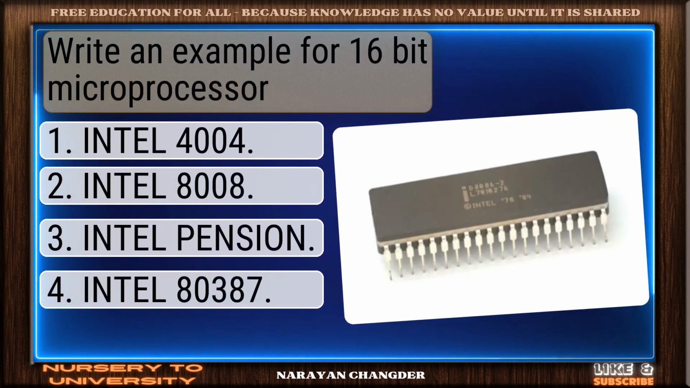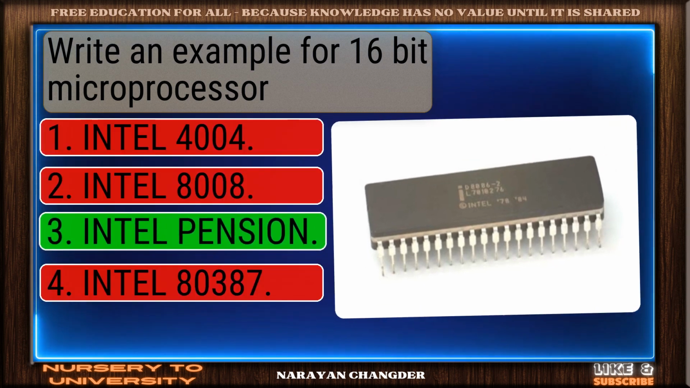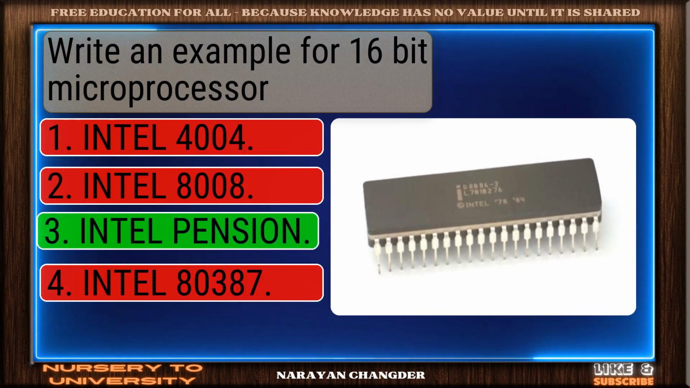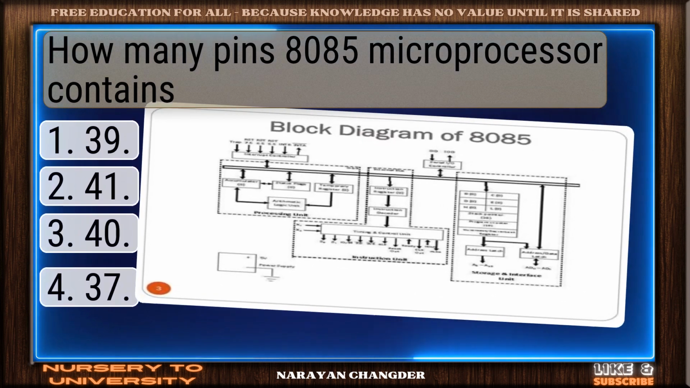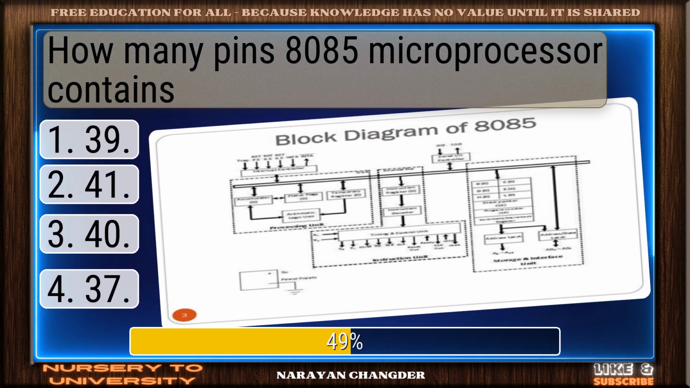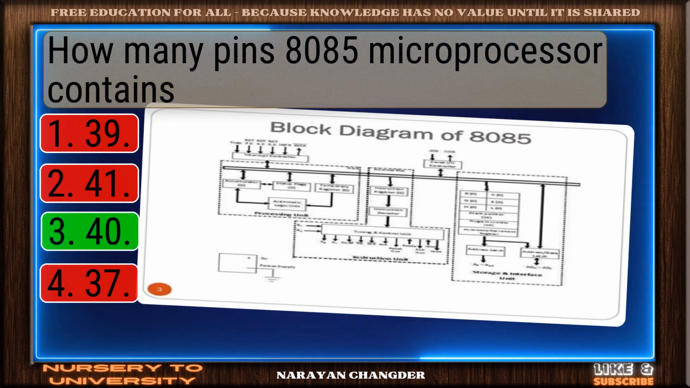Question number 27. Write an example for 16-bit microprocessor. Great thinking. Intel Pentium is the right choice. Question number 28. How many pins does the 8085 microprocessor contain? You got it. Your choice 40 is right.